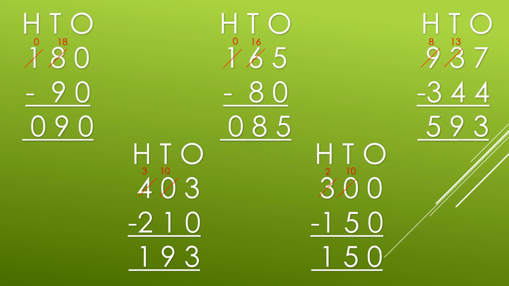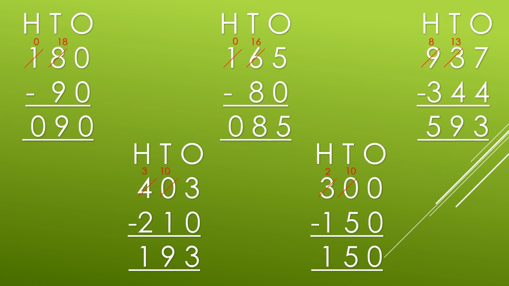Next, 165 minus 80. 5 minus 0 is equal to 5. Children, we cannot subtract 8 from 6, so we will borrow. 1 becomes 0 in hundreds and 6 becomes 16 in tens. 16 minus 8 is equal to 8. And in hundreds place 0 is there, so we will write 0 under hundreds. So 165 minus 80 is equal to 85.